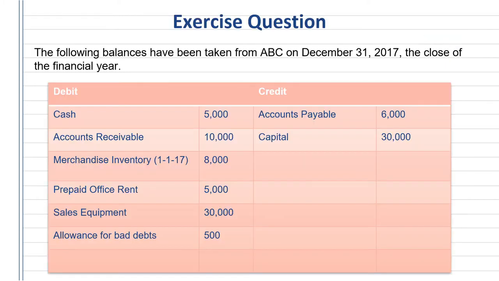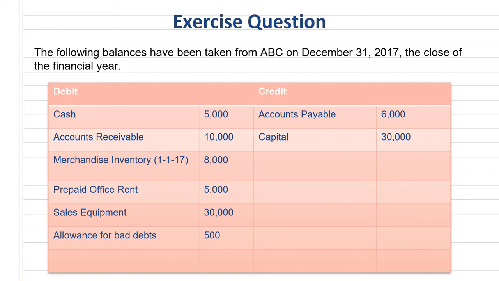Alright, so here is our question. This is basically balances that have been taken from ABC on December 31, 2017. You can see all the accounts that have been given to us. Total cash, accounts receivable, merchandise inventory, prepaid shop rent, sales equipment, allowance for bad debts, accounts payable, and capital.